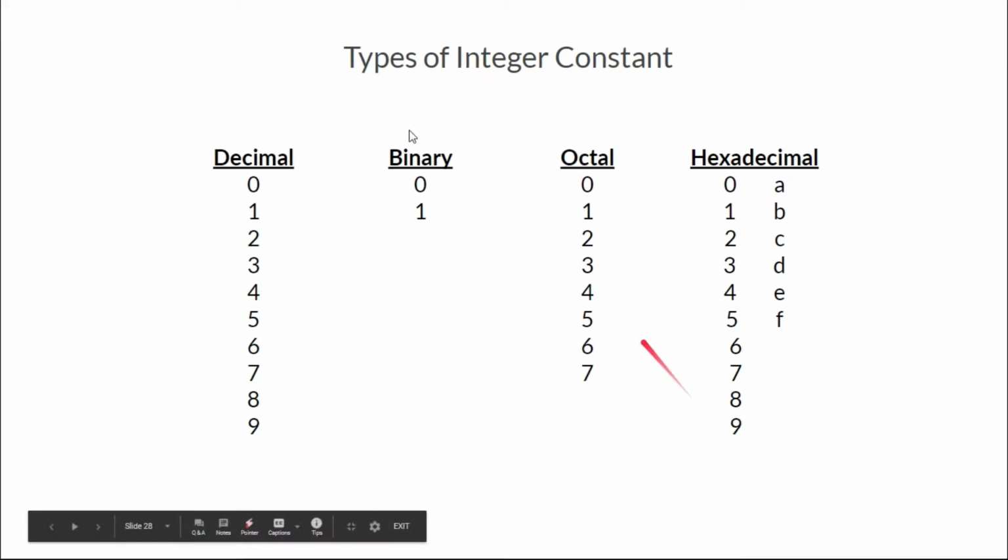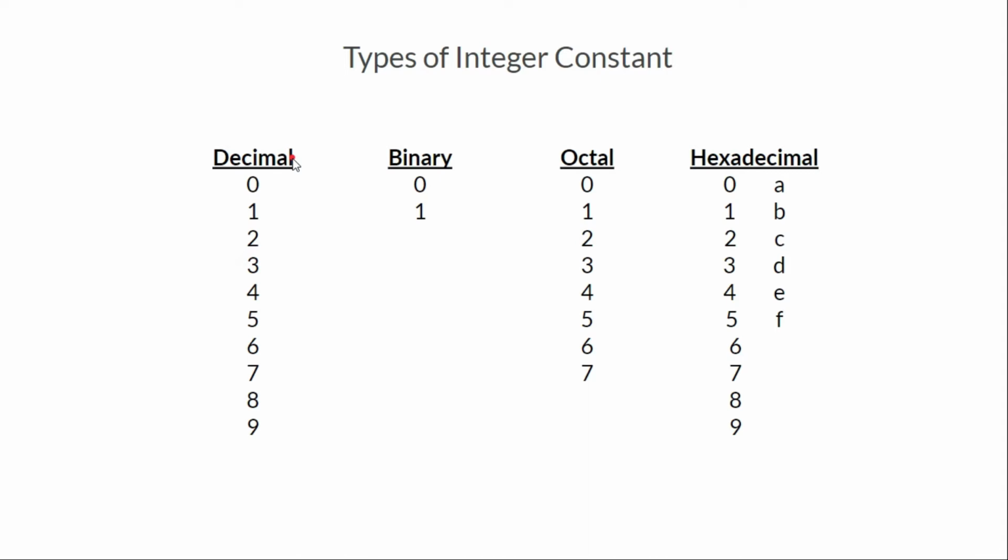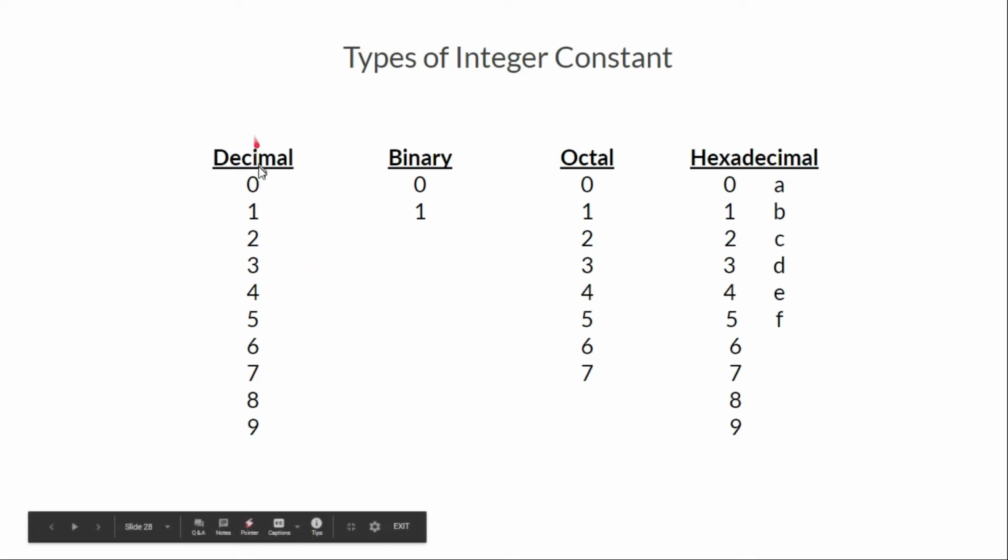Hi there. Today we'll see different types of integer constant. There are 4 types of integer constants: decimal, binary, octal and hexadecimal. The digits we use in each of them are as follows: in decimal we use digits from 0 to 9.